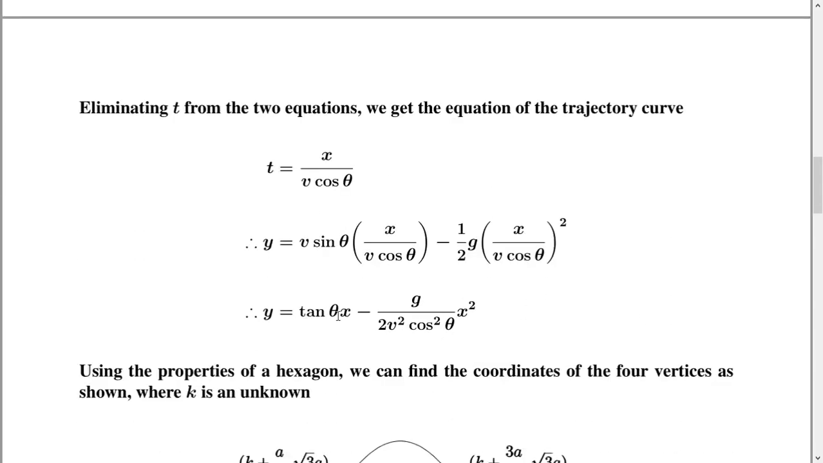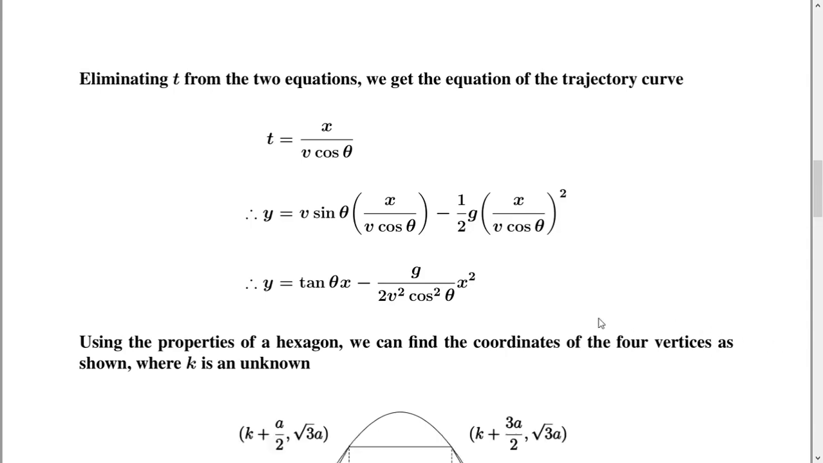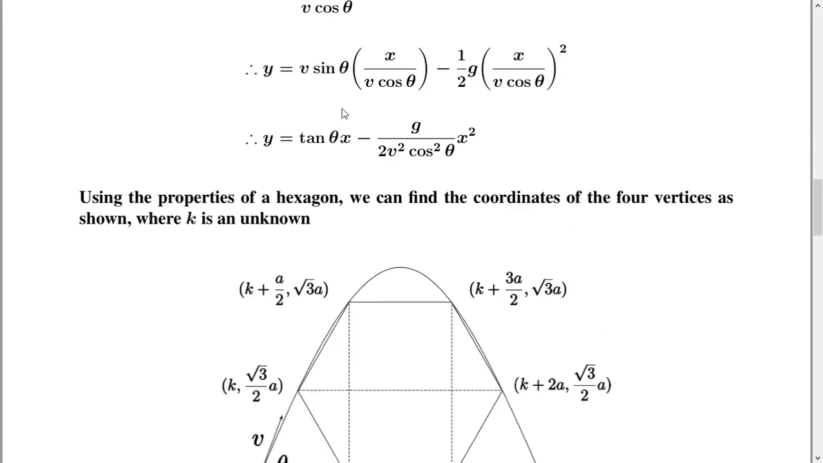Because any point on this trajectory, x comma y, will satisfy this equation. This is a common way of finding the equation of any curve. If you can represent x and y both in terms of some common third variable, let's say that of time, then just by eliminating t from the two equations for x and y, you can get the equation of the curve. Alright, so this is the equation of the trajectory.